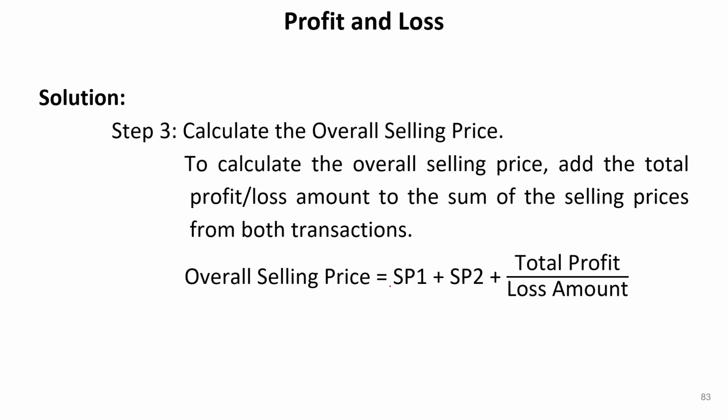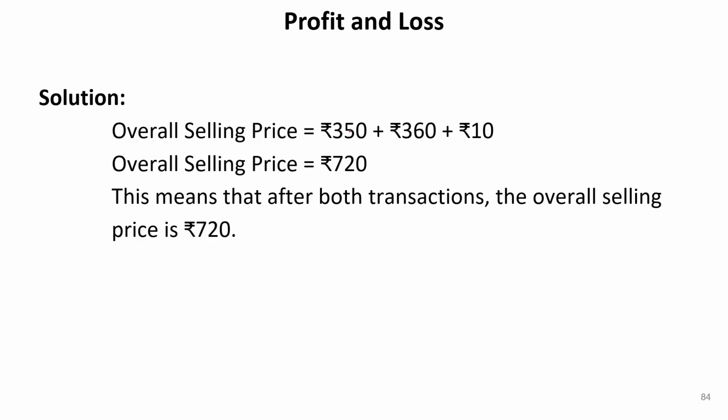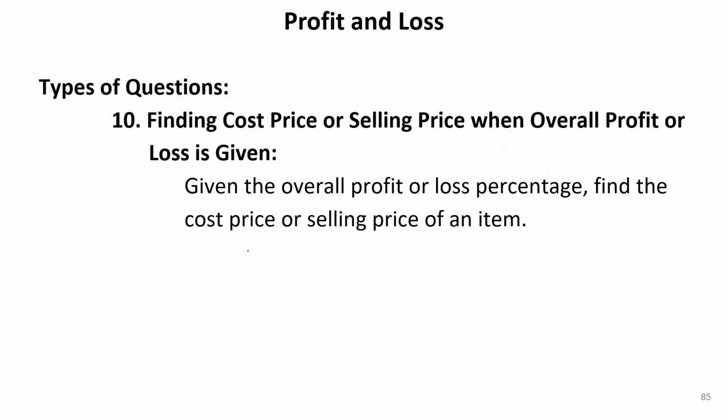So the overall selling price is SP1 plus SP2 plus total profit or loss amount. So it is equal to 350 plus 360 plus 10, that is equal to 720 rupees. So this means that after both the transactions, the overall selling price is 720 rupees. So let's see the 10th kind of problem: finding cost price or selling price when overall profit or loss is given.